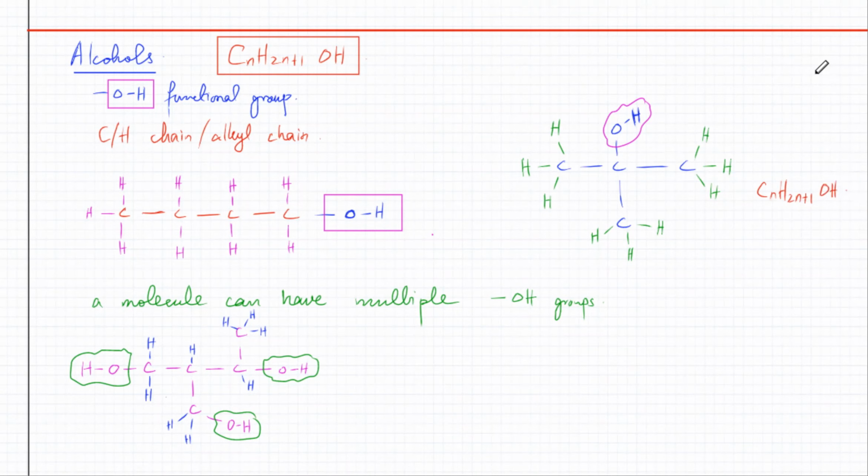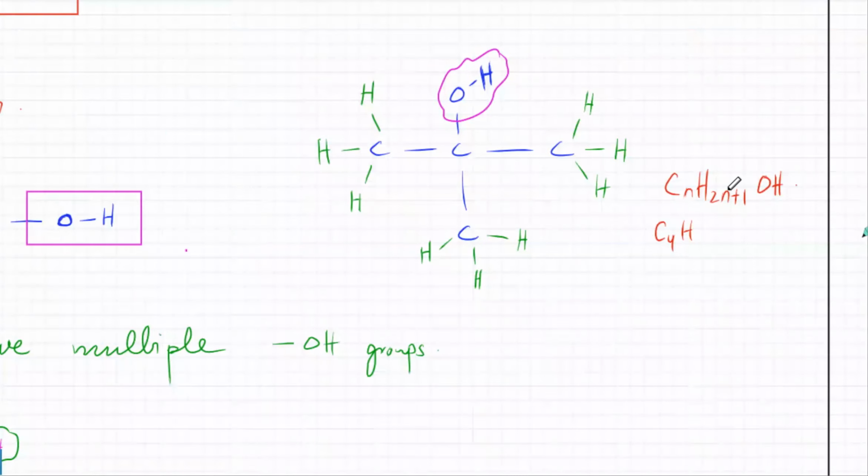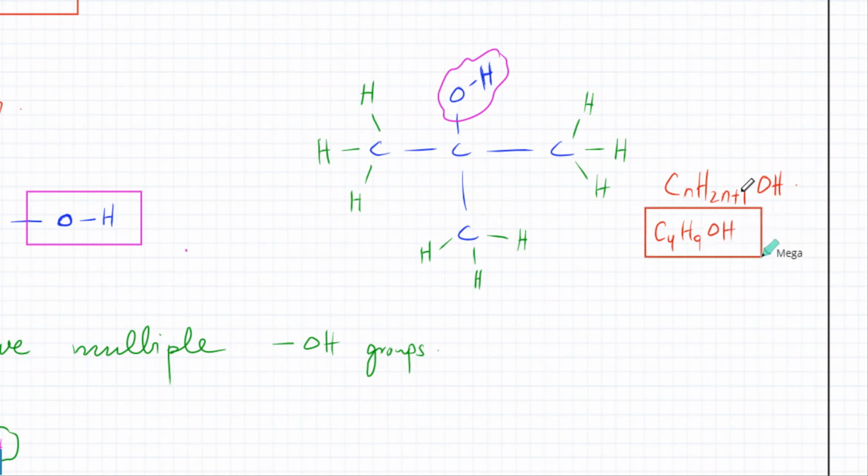What is the value of n? n is the number of carbon atoms. That's 1, 2, 3, and 4. So over here, the value of n is 4. So H is going to come out to be 4 into 2 is 8, 8 plus 1 is 9. So it's going to be C4H9 and OH. So the general formula helps us, without drawing the structure, to give out the molecular formula.